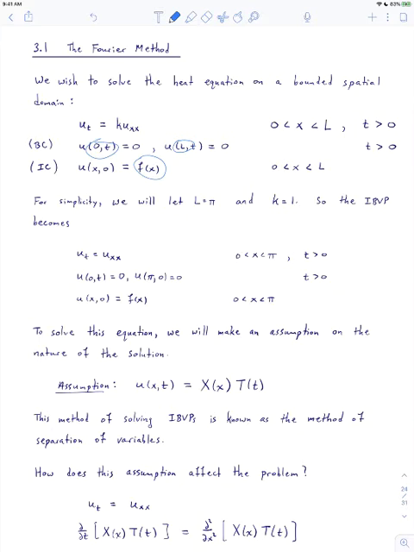For simplicity, we will let L be equal to pi and k be equal to 1, where k is the constant in the differential equation. So the initial boundary value problem becomes what you see here. The partial derivative of u with respect to t is equal to the second partial derivative of u with respect to x. And furthermore, we have u at 0, t is equal to 0 for all t, and u at pi, t is equal to 0 for all t.